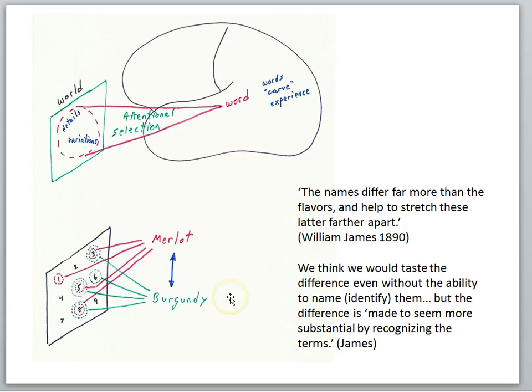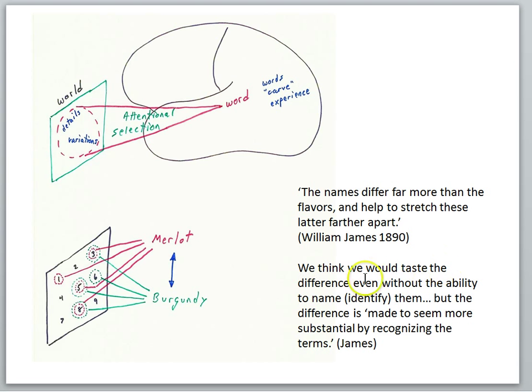Now, James argues that what happens is that when we become experts here, and we learn to associate a certain pattern of tastes as a Merlot and a certain pattern of tastes as a Burgundy, that conceptual distinction ends up enhancing the difference in our taste experience. So here's a quote: "The names differ far more than the flavors and help to stretch these latter farther apart." Right? So there's a lot of overlap in the actual physical taste, but because we have the concepts, because we're experienced wine tasters, because we have made this conceptual distinction, these similar tastes can be drawn farther apart, made more distinctive, because we have linguistic terms that discriminate between these two kinds of wines.